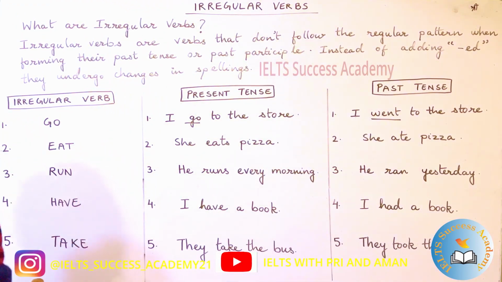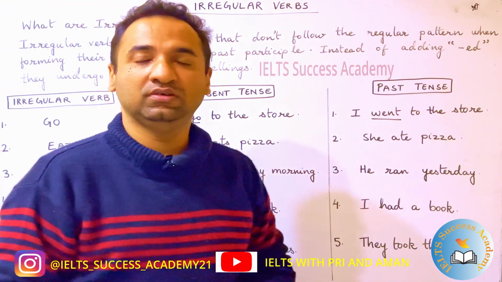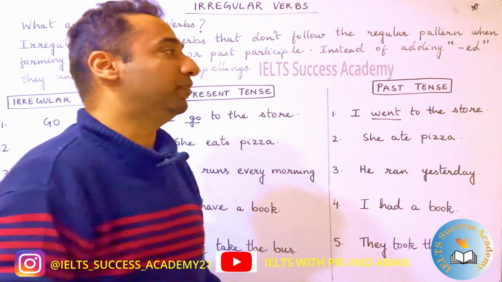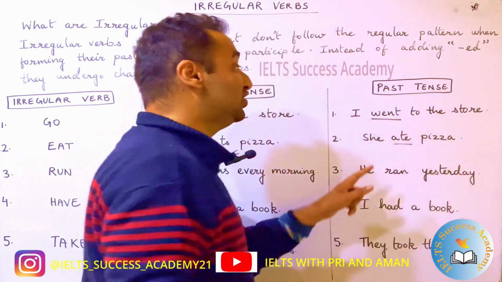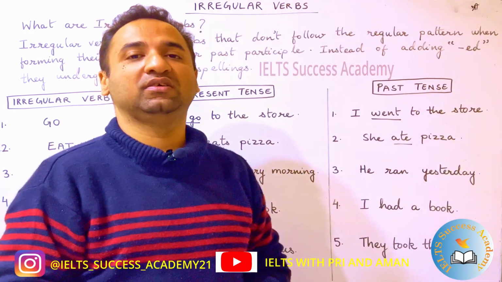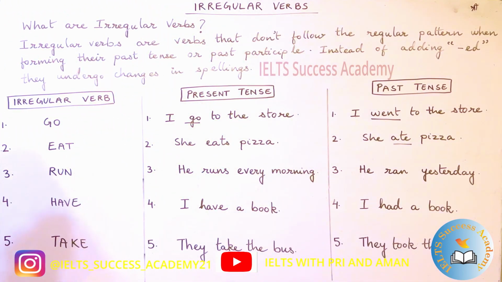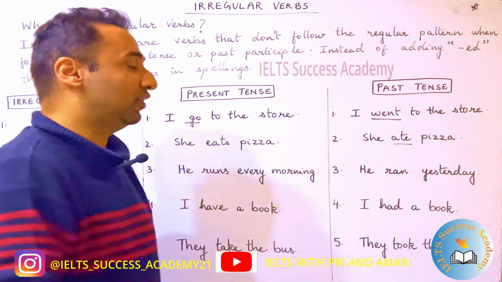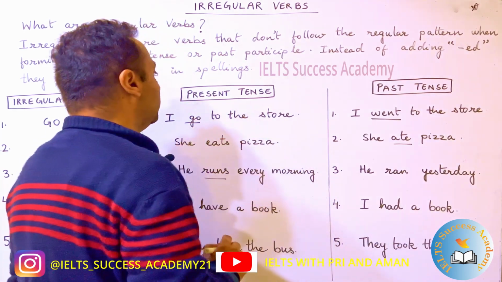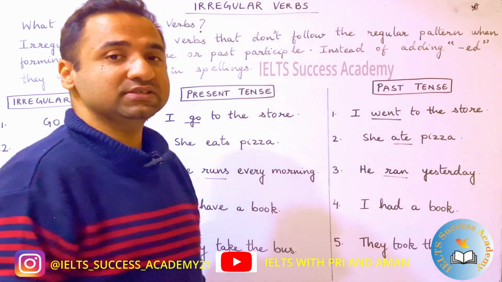Second one is eat. She eats pizza. That's the present form. In the past tense, we can say she ate pizza. Okay. Now, in the third example, we have run. He runs every morning. Runs is the present tense. Ran is the past tense.